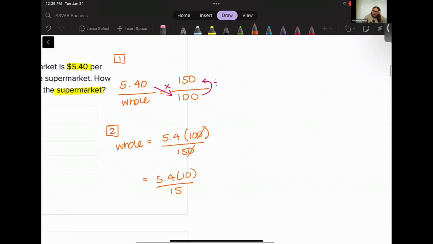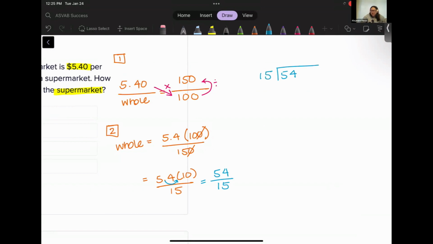So let's go ahead and take care of the multiplication first. 5.4 times 10. When you divide by 10, you move the decimal 1 to the left. If you multiply by 10, you're going to move the decimal 1 to the right. So instead of being 5.4, now it's going to be 54 divided by 15. And we can go ahead and take care of that division.